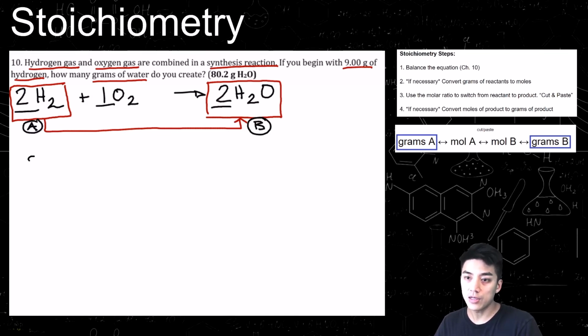So we've mapped out a plan. We can start by writing down 9 grams of H2, times sign, draw a line.